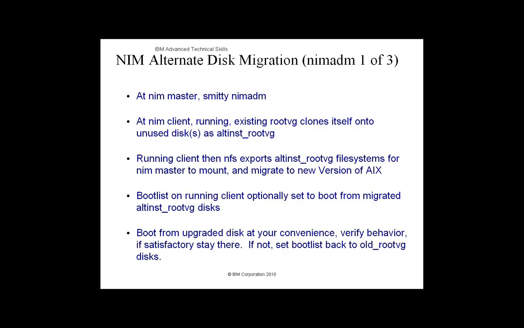You'd like to do the reboot during the maintenance window when you can look at it. At your convenience, at the maintenance window, you boot from the upgraded disks, and you can verify the behavior, and if it's satisfactory, you stay there. If not, you set your boot list back to the old rootvg disks, and you boot back to your original rootvg. So, minimal outage to prepare those disks, and a fallback path. That's what we're looking for here in all cases.